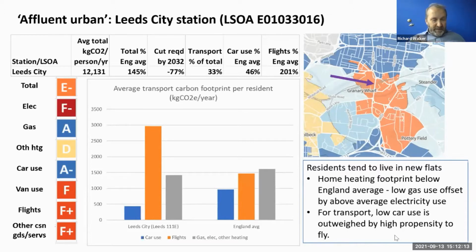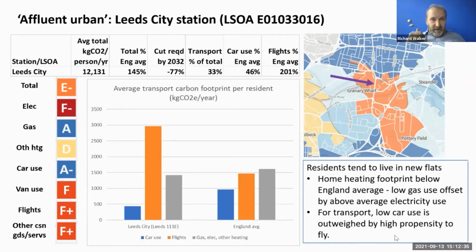In Leeds City Centre, we see the A rating for low car use, because this is an area where most people can walk to work and can walk to the railway station for further, more distant journeys. The A rating for low car use happens to be more than offset by the F minus rating, the F plus rating for taking flights.